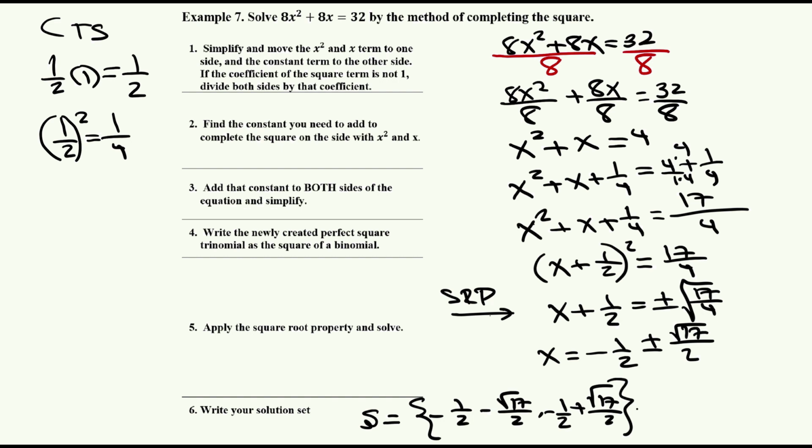Or sometimes in some textbooks you may see it as combined, like in this manner. So negative 1 plus square root of 17 over 2 and negative 1 minus square root of 17 over 2. Both are acceptable forms of this solution set. And that's how we handle the situation where the lead coefficient is not 1. We basically just divide both sides by it and then proceed as normal. Make sure you can handle this as we go to the next problem.